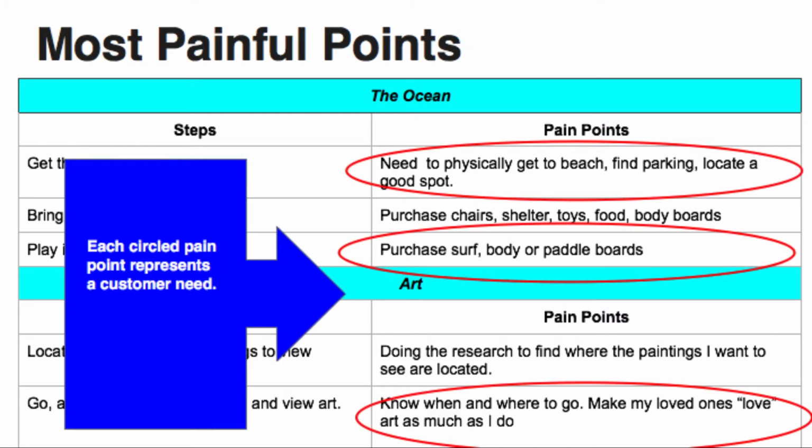Now that we have our list done with all of our pain points and all of our steps, we want to look at the ones that are the most painful points. What is the worst part? And these are going to represent a customer need. When going to the beach, when going to the ocean, we all have a hard time finding parking. We all have a hard time finding a good location on the beach. It is time consuming and sometimes expensive to purchase surfboards or body boards or paddle boards. And that can get very expensive, particularly if you're not going to the beach all of the time.